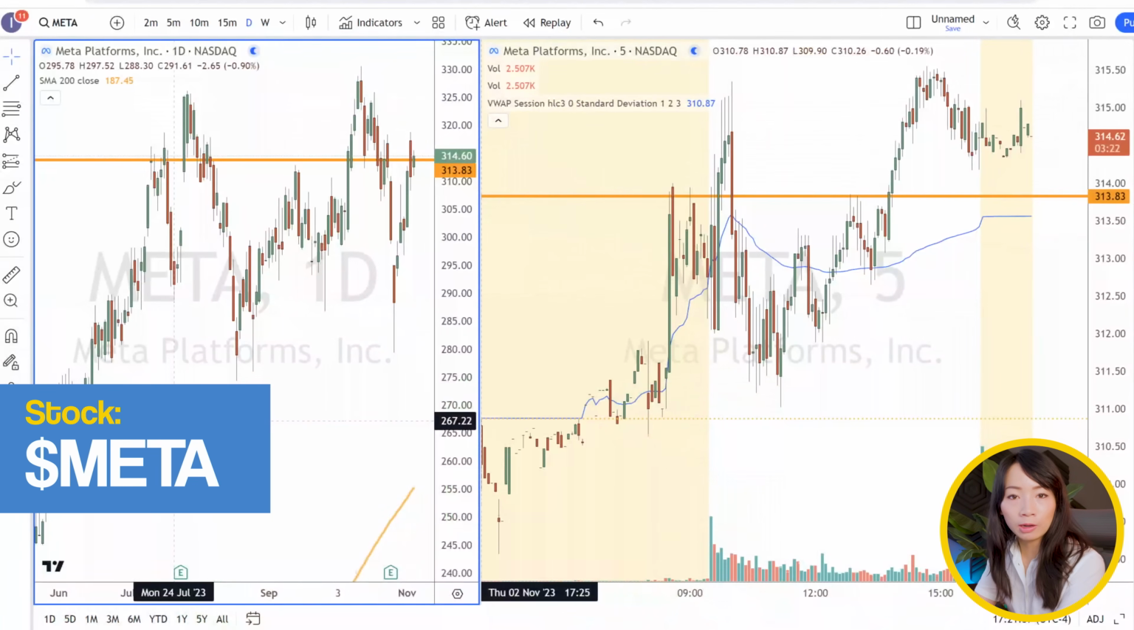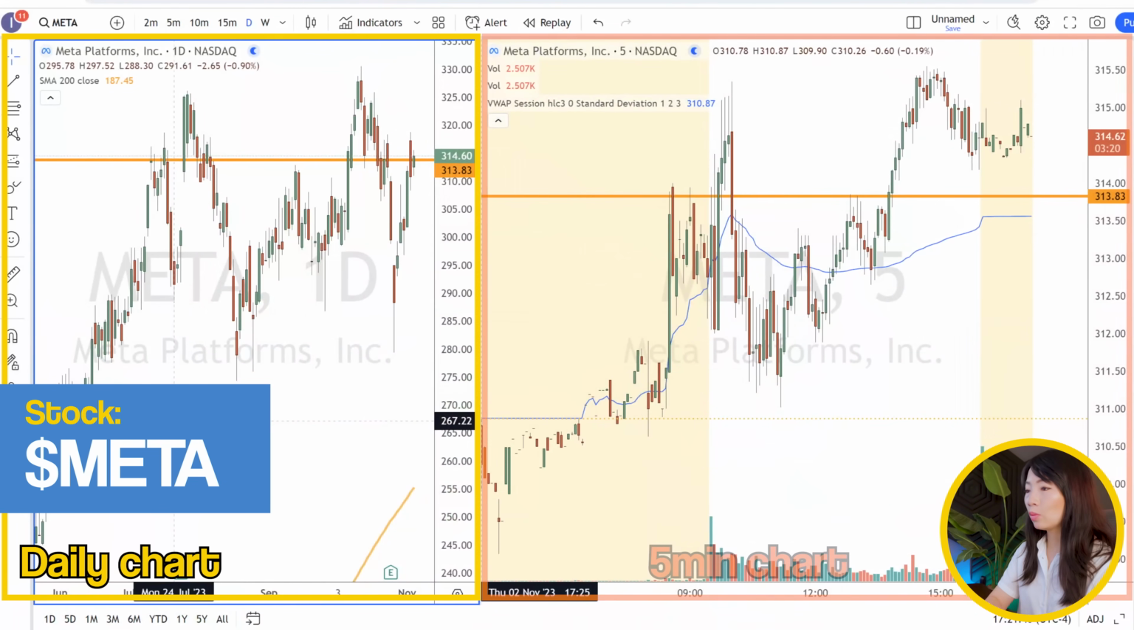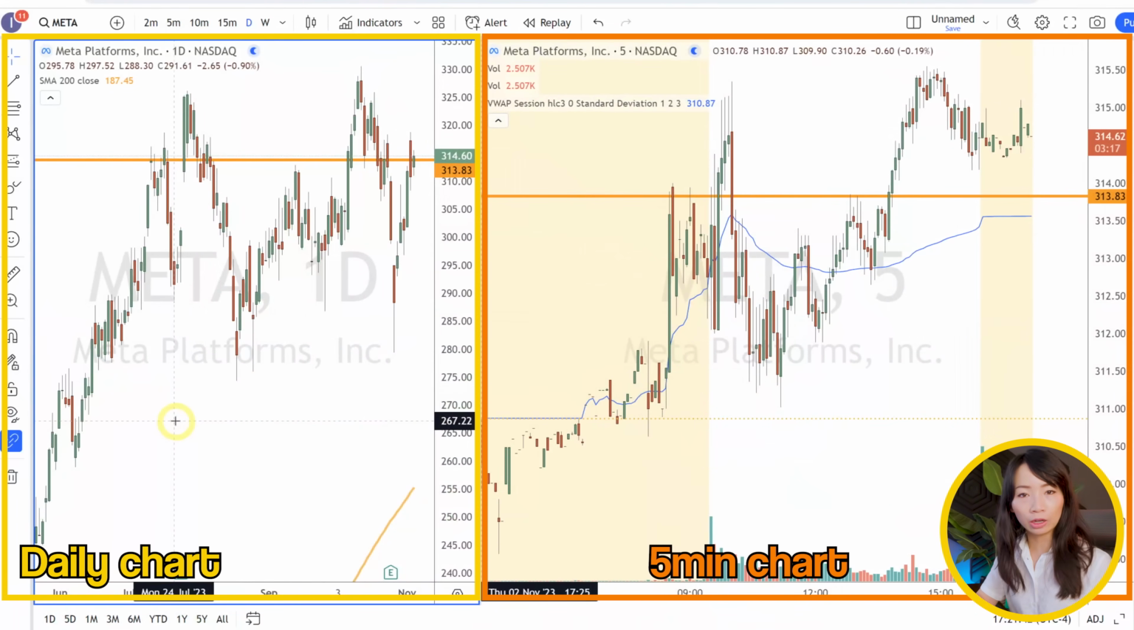So the first trade I want to talk about is on the stock Meta. I took this one on the short side, profiting a little bit over $900.